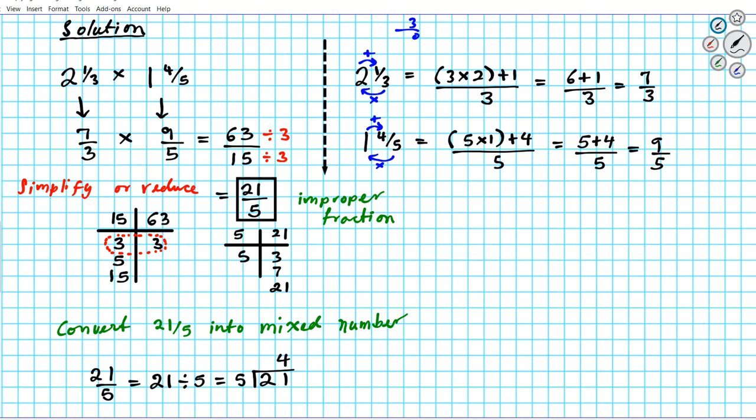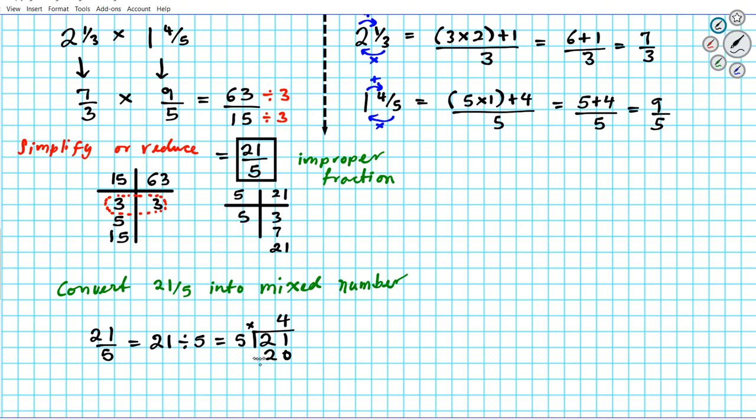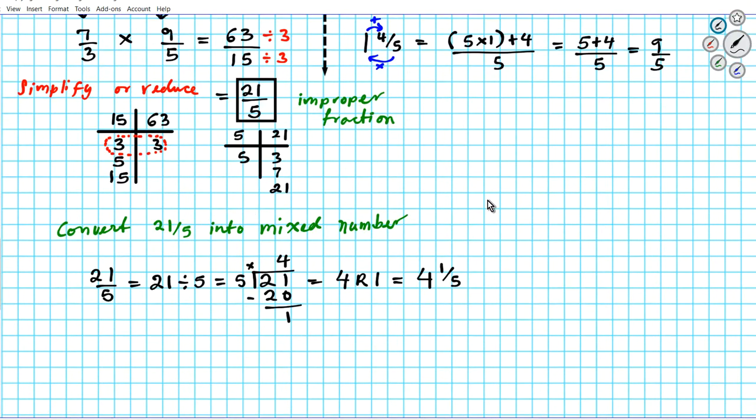And then 4 times 5 is 20. We're using the long division algorithm here. You divide, multiply, subtract. There's nothing to bring down here because this is the last place, 1. So our answer is 4 remainder 1. How do we write this as a mixed number? The quotient is the whole number. The remainder is the numerator of the fractional component over the denominator. So we have our answers.